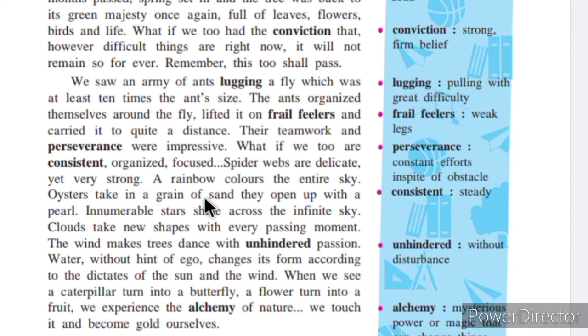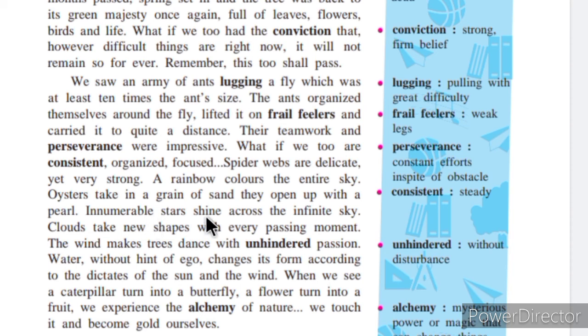Then a rainbow colors the entire sky. एक रेनबो पूरे स्काई को कलरफुल बना देता है, मतलब एक स्मॉल होप से हमारा पूरा प्रॉब्लम सॉल्व हो सकता है. Oysters take in a grain of sand, they open with a pearl. So oysters, ऑयस्टर आपको पता होगा पानी में, वो एक सैंड का एक ग्रेन लेते हैं, छोटा सा टुकड़ा, और उसे अंदर लेते हैं और कुछ टाइम के बाद वो उसे पर्ल बना के बाहर छोड़ते हैं. So you can see एक स्मॉल थिंग से कितनी ब्यूटीफुल थिंग आप बना सकते हो. Every small thing has importance in nature, innumerable, and also in life.